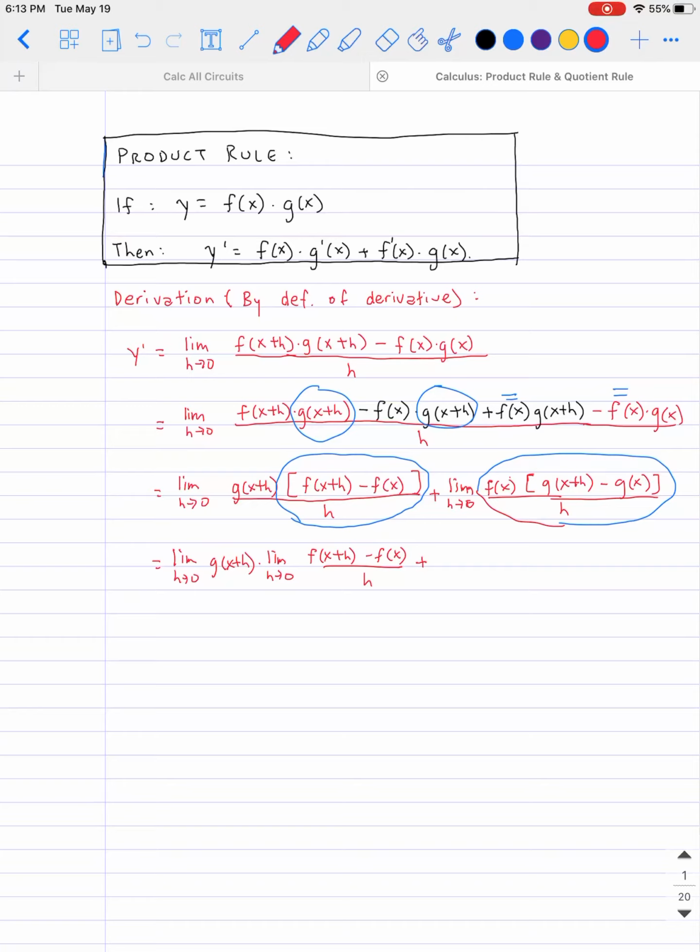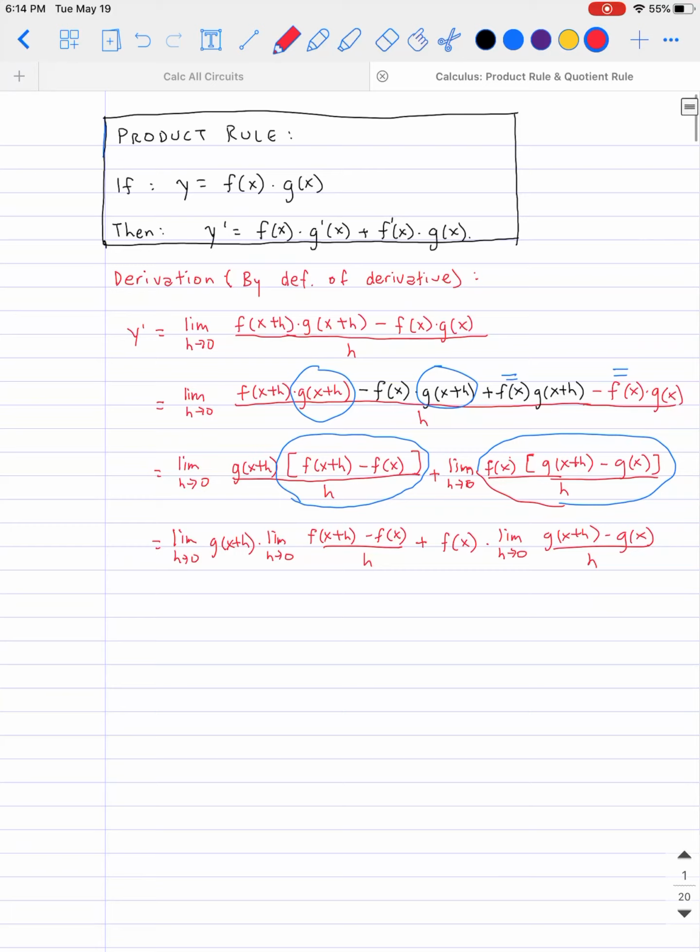Then for the second part, we'll do the same thing. Now this second part, we're going to do something a little bit different. We're going to factor out, or actually put on the outside, just the f of x. And then we have the limit as h approaches 0 of g of x plus h minus g of x all over h. And I can pull that out of the limit problem, because keep in mind that the variable x has nothing to do with the variable h. So that's why we can take it outside of the limit.